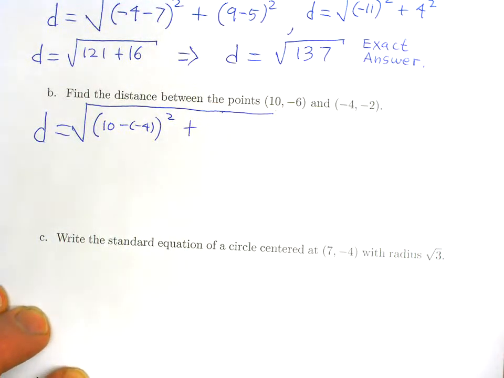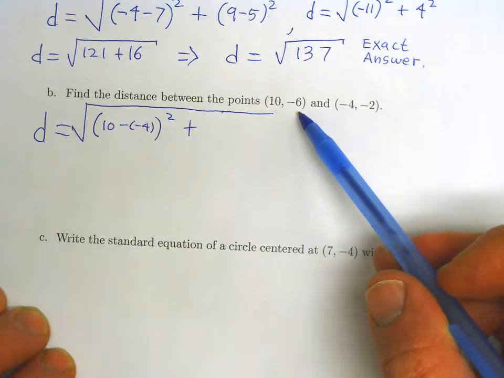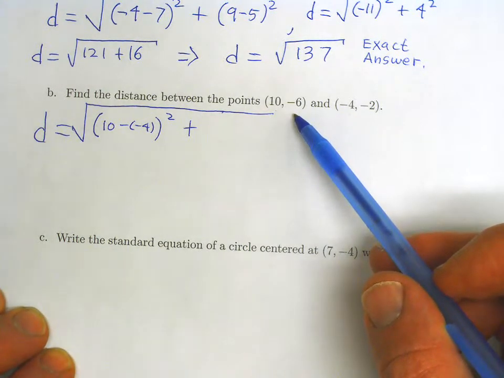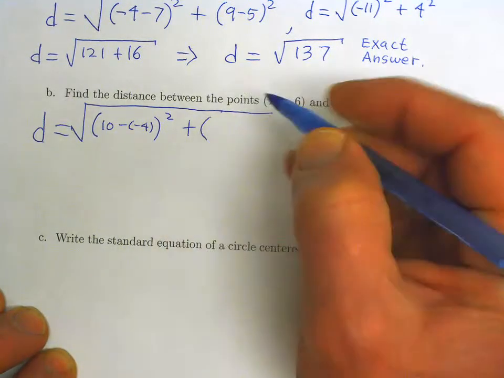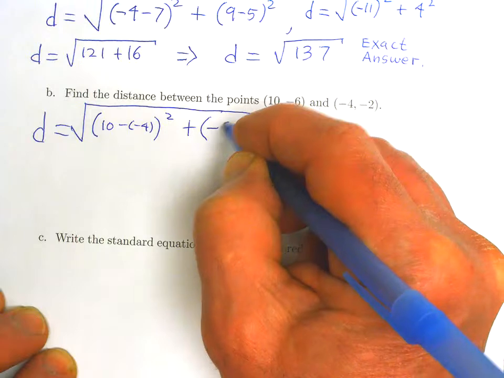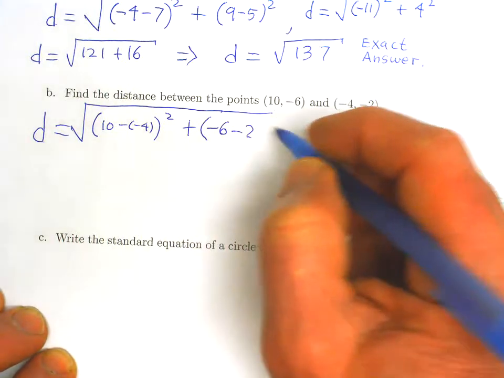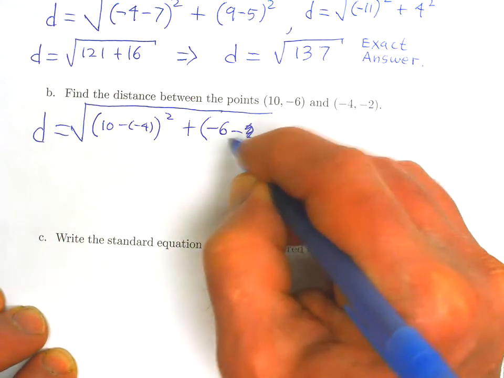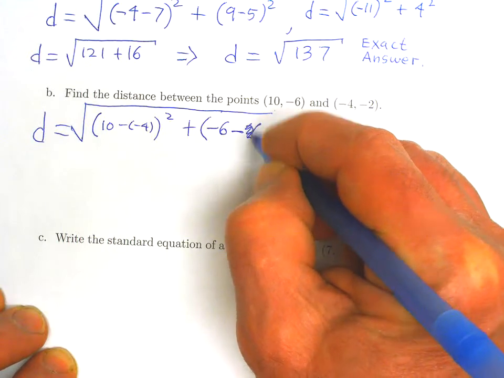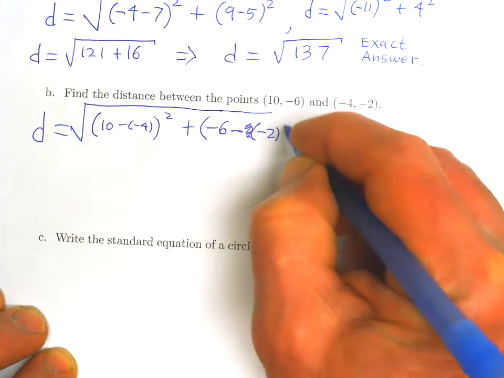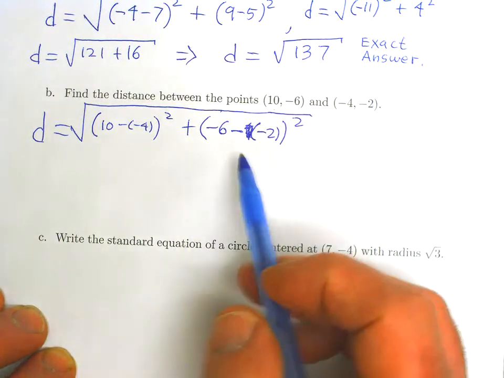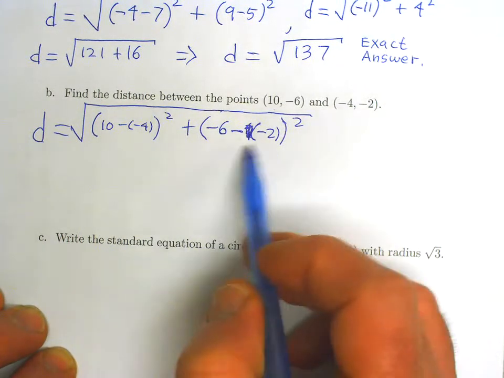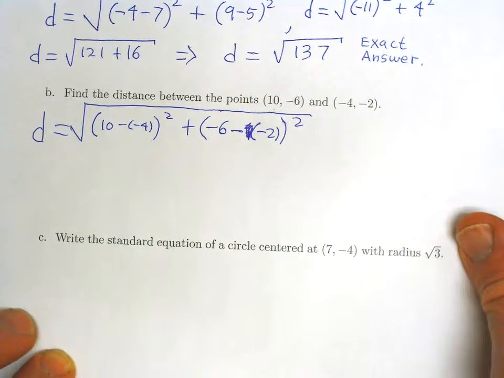And then plus, now we focus on the y-coordinates. This y-coordinate is -6. This y-coordinate is -2. So we can write in parentheses -6 minus -2, quantity squared, see what I mean? All it takes is one little mistake to throw everything off.